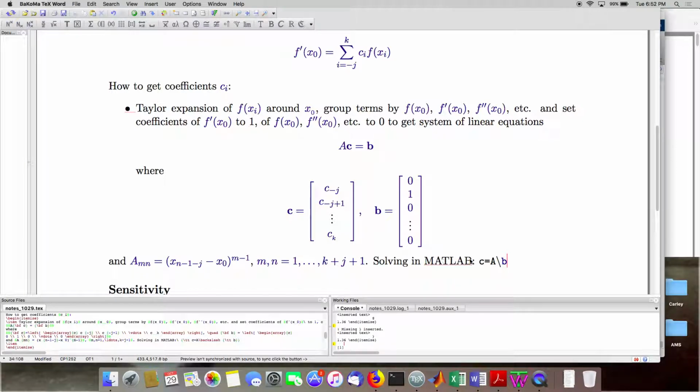Okay, so that's how we solve a system of equations in MATLAB. Matrix backslash right-hand side vector gives a solution. That would also be a column vector.